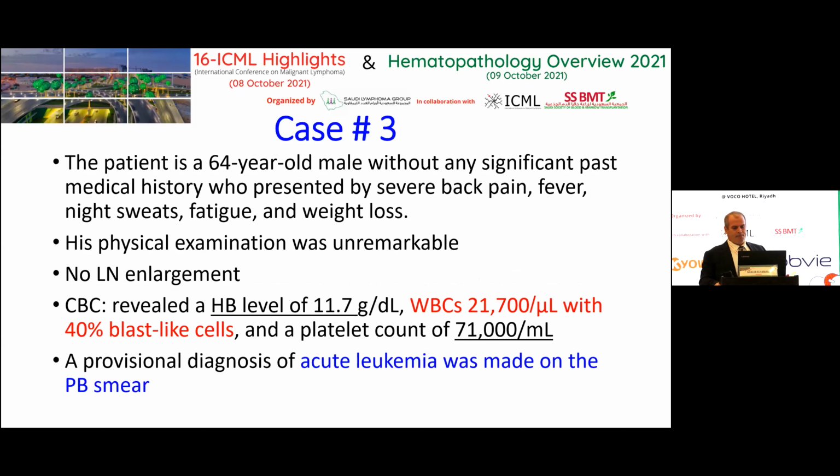Okay, so case 3. Case 3 is a 64-year-old male without any significant past history, presenting with severe back pain, fever, night sweats, fatigue, and weight loss. So the clinical presentation looks like likely lymphoma. His physical examination is unremarkable, no lymph nodes. CBC revealed mild anemia, white blood cell count 21 with 40% blasts, or blast-looking cells, in the peripheral blood, and thrombocytopenia. The provisional diagnosis based on these findings was acute leukemia.